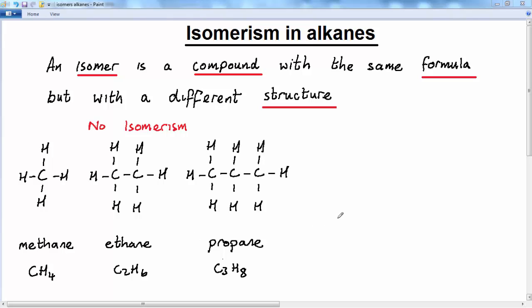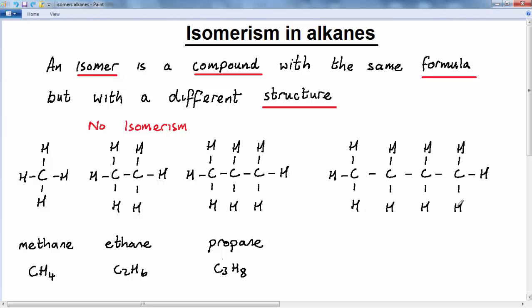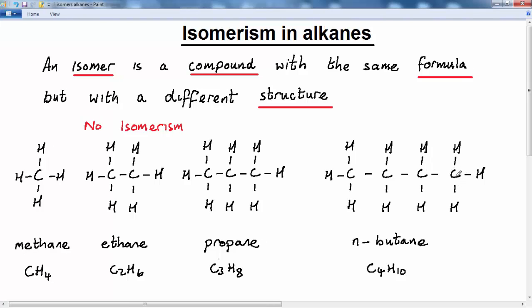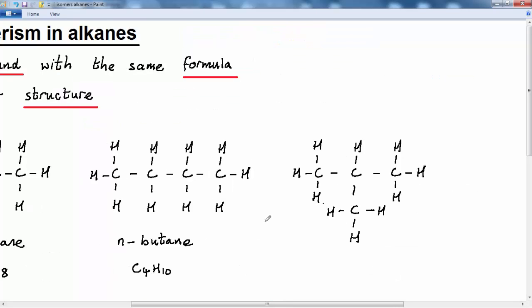But in the case of the next alkane, which is butane, something different happens. First of all, as we see here, we have the standard butane molecule, which is the 4 carbon atoms in a linear chain. This is known as N-butane, which has the molecular formula C4H10. But what can also happen is this carbon atom here can join on and form a bond with this carbon atom to form this structure. And this is the other isomer of butane. So we say butane has two isomers.